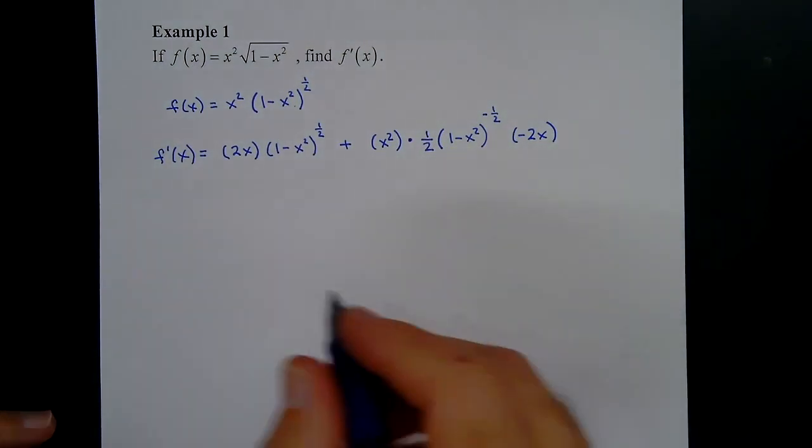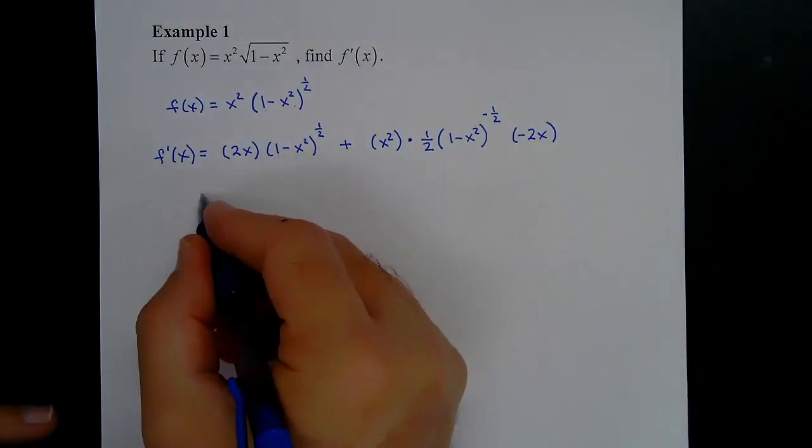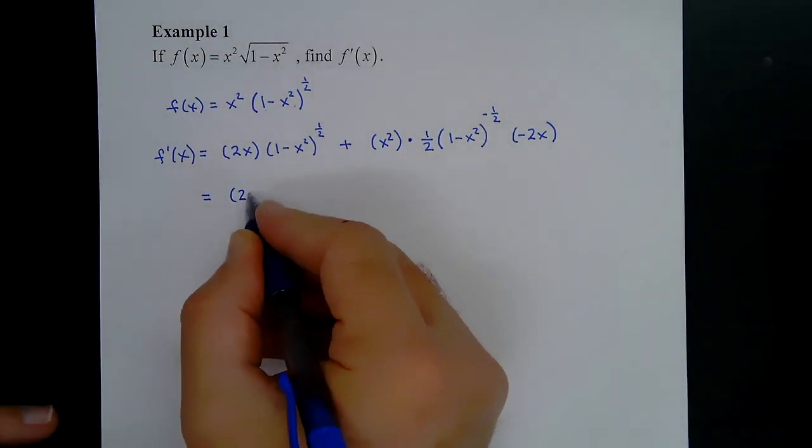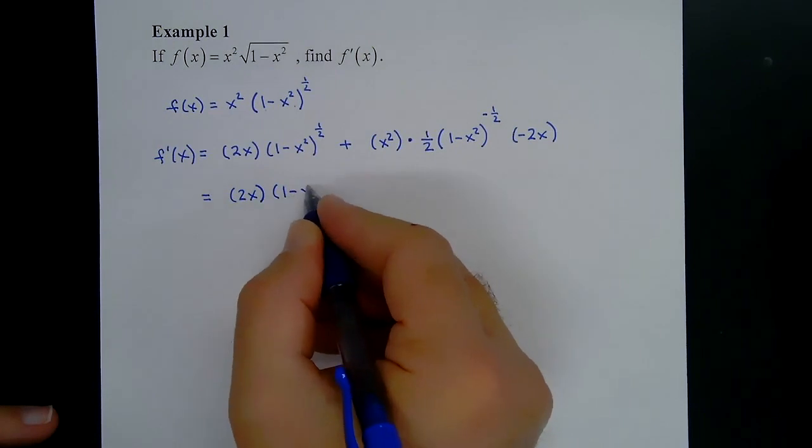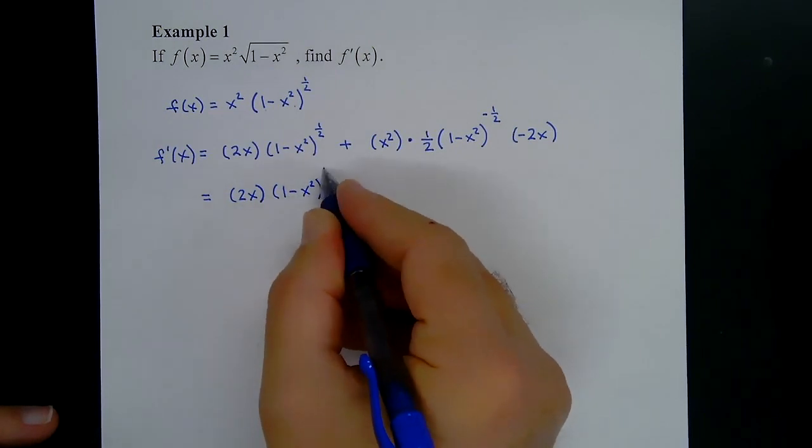Okay, so now f prime of x is equal to, again, this is 2x. We're going to clean this up a little bit. So 2x times 1 minus x squared to the positive 1/2.